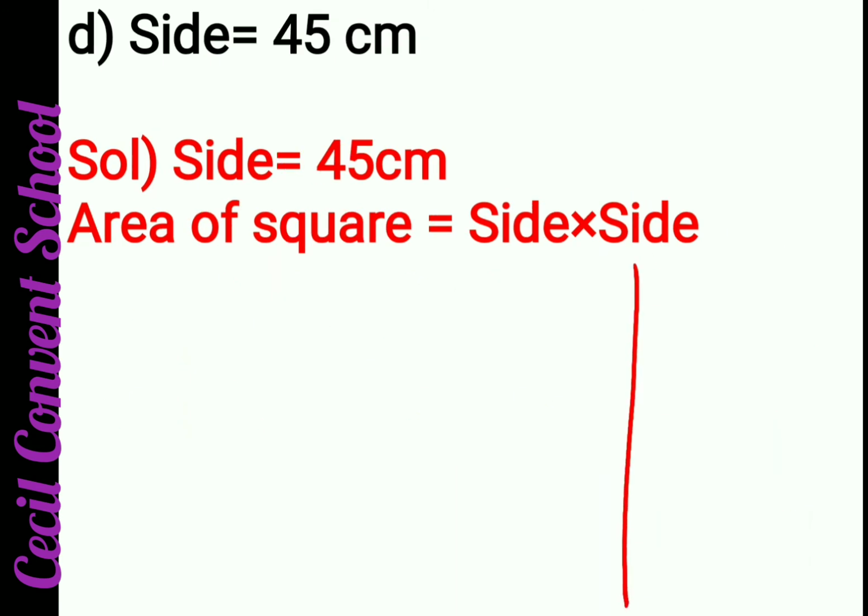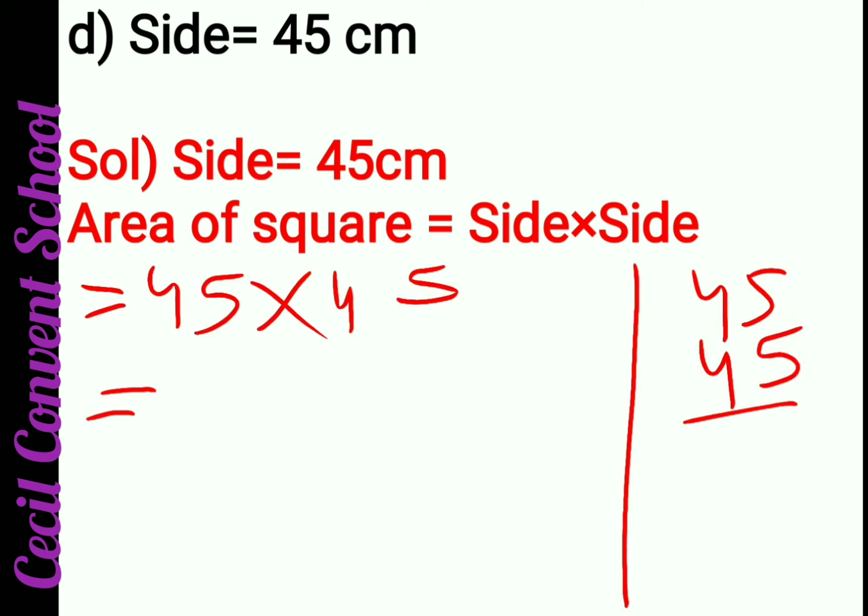Again you have to multiply 45 by 45. Here 45 centimeter is the side. So firstly you write side is equal to 45 centimeter. Area of a square is side into side. Then 45 into 45 you do. 5 5s are 25, 2 will come up. 5 4s are 20. 20 plus 2 is 22.